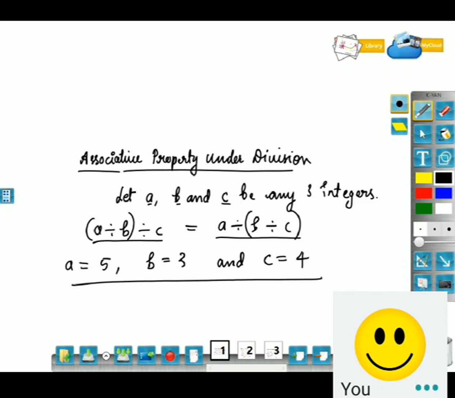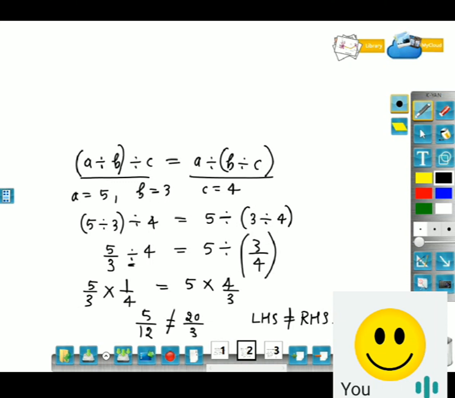Okay. So now after taking the values for a, b, c, this was our equation: a divided by b divided by c is equal to a divided by b divided by c. Now what we are doing, we are putting the values a is equal to 5, b is equal to 3 and c is equal to 4 in the equation. So a is equal to 5 divided by b is equal to 3 and c is equal to 4. We have substituted the values we took for a, b, c.